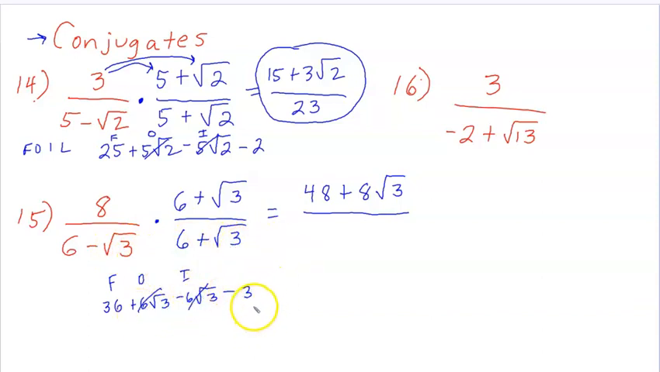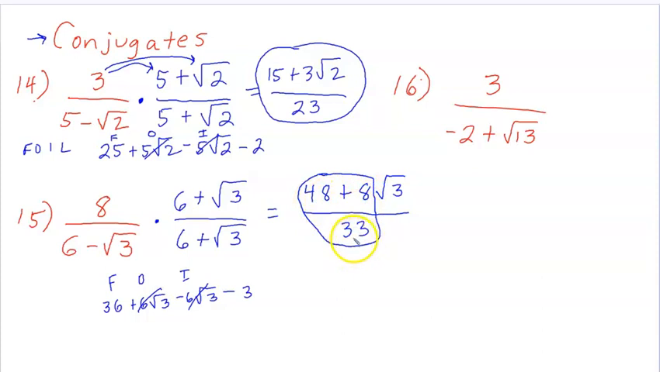These will cancel. That's the purpose of doing conjugates. It makes our radical go away. And then I just combine 36 minus 3, and I got 33. Now, let me just mention this, I'm not talking about the radical, but if it were possible to divide all of these three non-radical numbers by the same number, then we would do that. That's just called reducing. But you have to be able to divide all three of these by the same number.